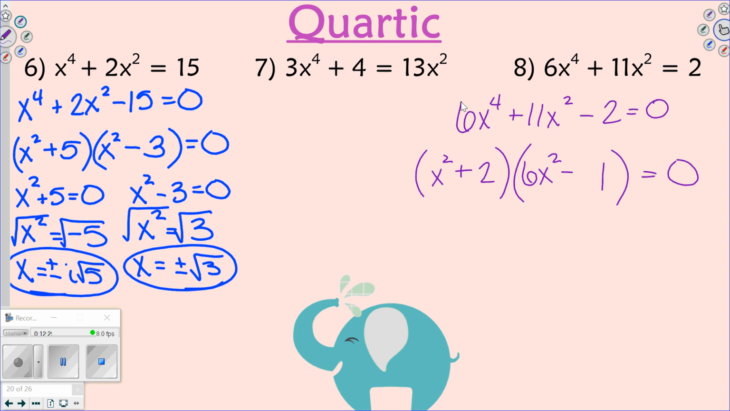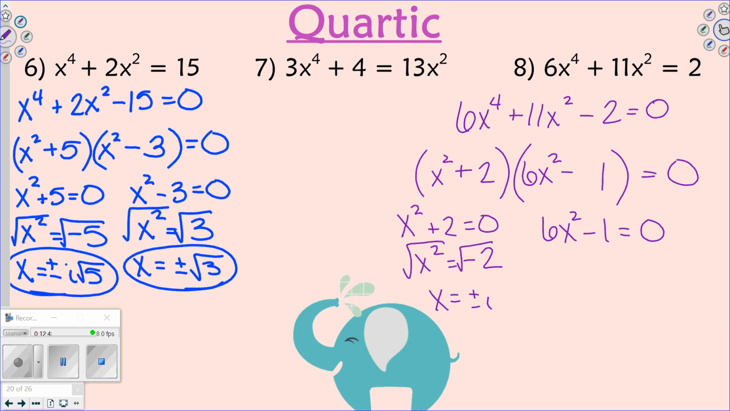Okay. Then when we set these equal to 0 to solve, x squared plus 2 equals 0 and 6x squared minus 1 equals 0. Most of us did okay here, right? x squared equals negative 2. Take the square root. So plus or minus i radical 2. So there's 2 of your answers.